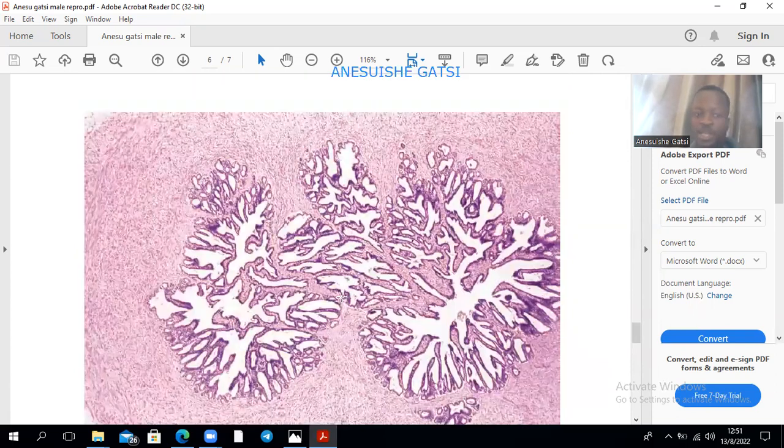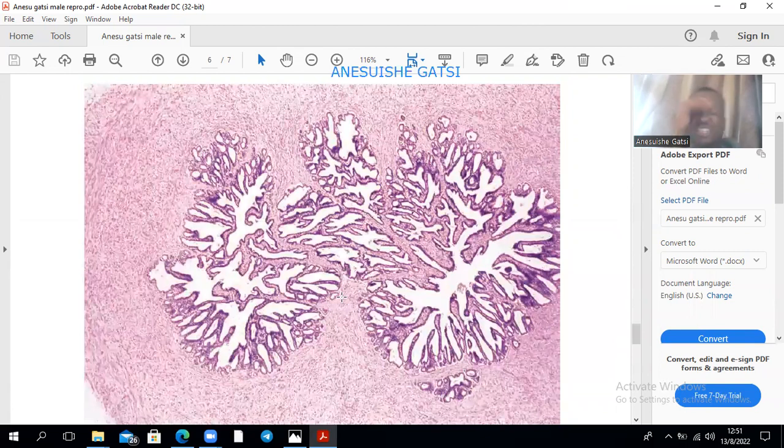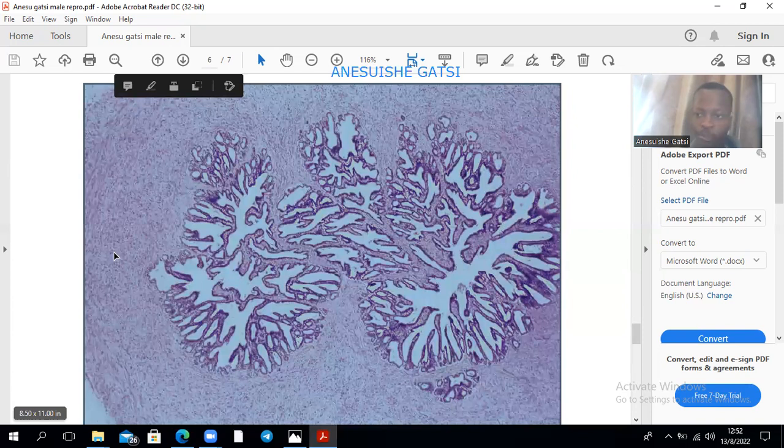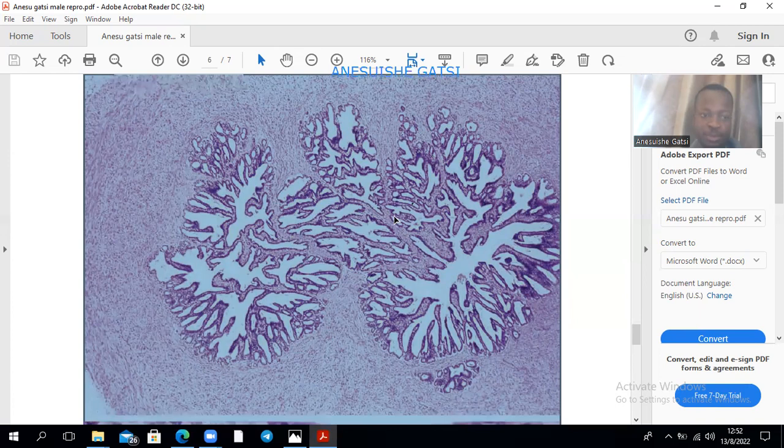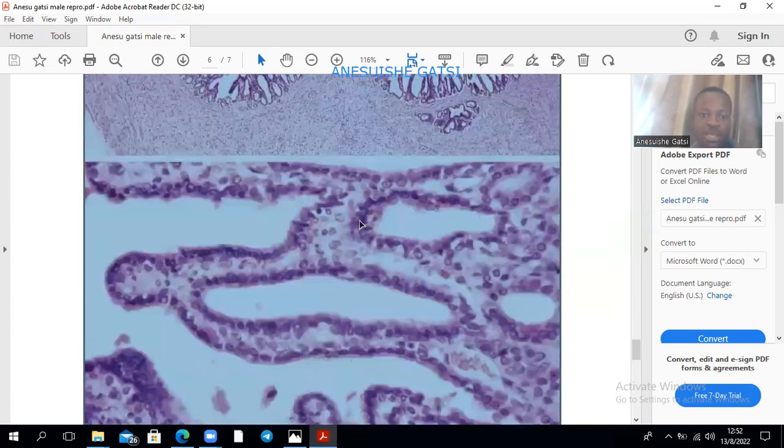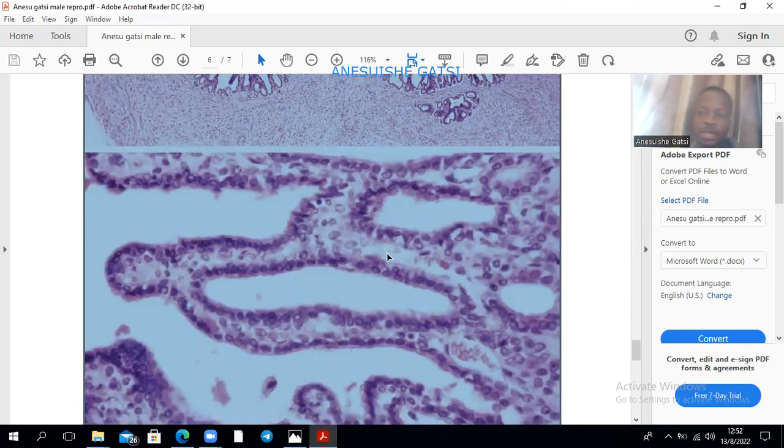There's a classic picture of seminal vesicles. You can see some smooth muscle right on the outside. That's smooth muscle, and there's connective tissue here. And those are the folds of the mucosa right over there. Then here you can see the epithelium, which is a simple columnar pseudostratified. And this is the loose connective tissue, lamina propria.